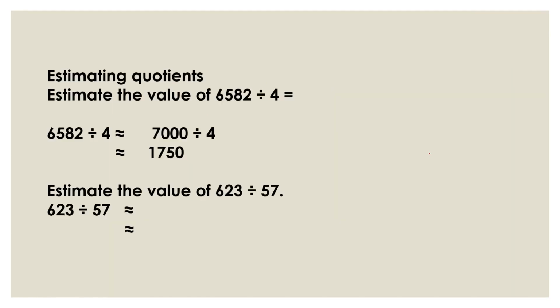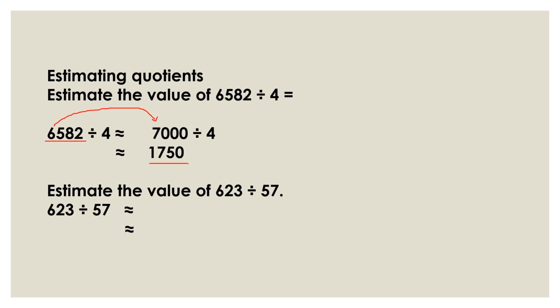Estimating quotients. Estimate the value of 6,582 divided by 4. So 6,582 to the nearest thousand is 7,000, divided by 4 is 1,750.